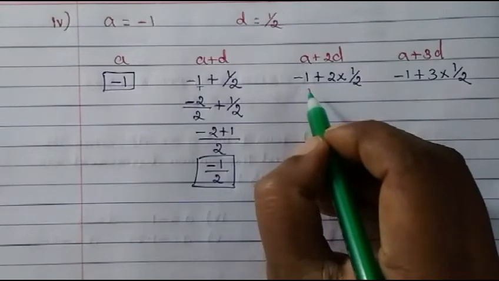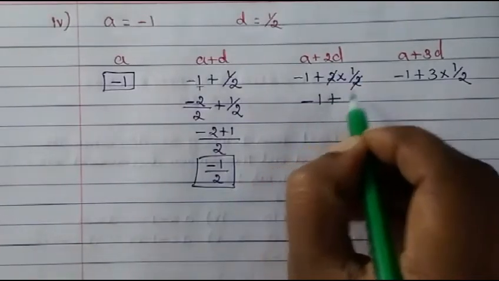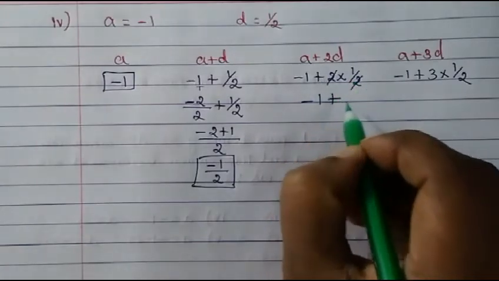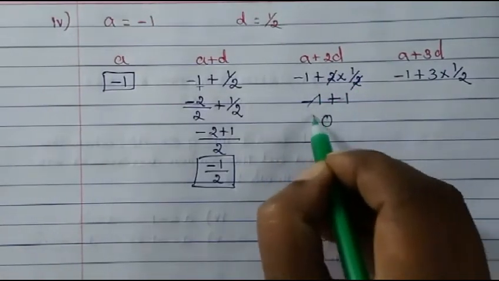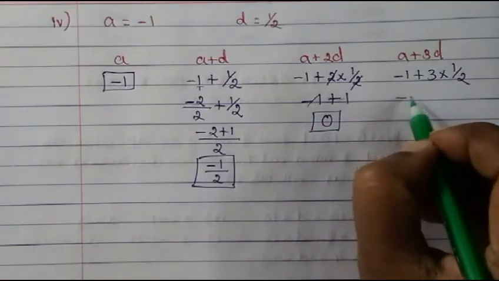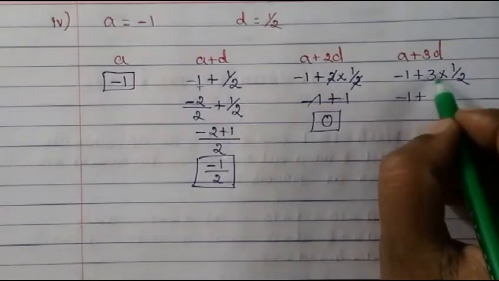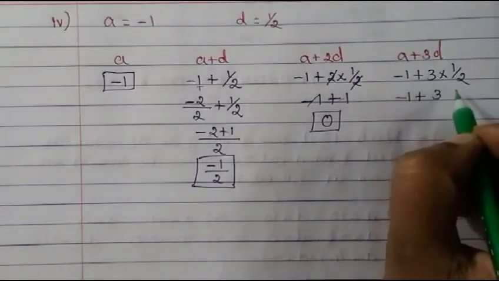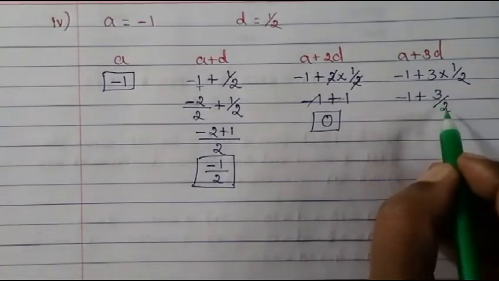Now here 2 gets cancelled. So we have minus 1 plus this 1 is left. So minus 1 plus 1 will get cancelled. Then we will have 0. So now here minus 1 you have plus. Now 3 into 1 will give us 3 upon 2. So now we have minus 1 and 3 upon 2.